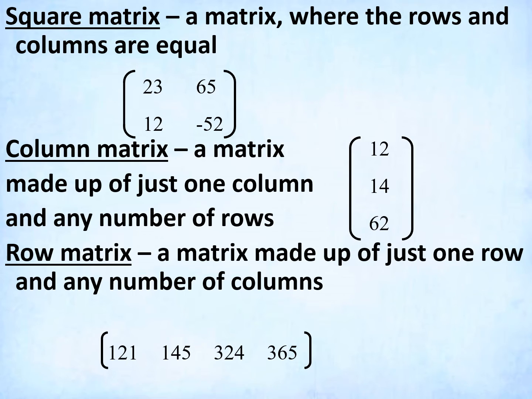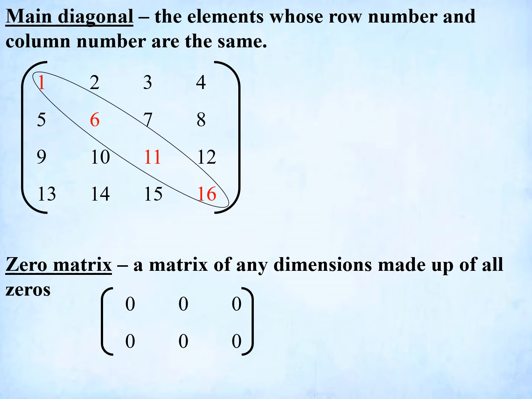Then we have the row matrix, a matrix made up of just one row and any number of columns. So in here, it is only made up of one row. And main diagonal, the elements whose row number and column number are the same. We also have the zero matrix, a matrix of any dimensions made up of all zeros.